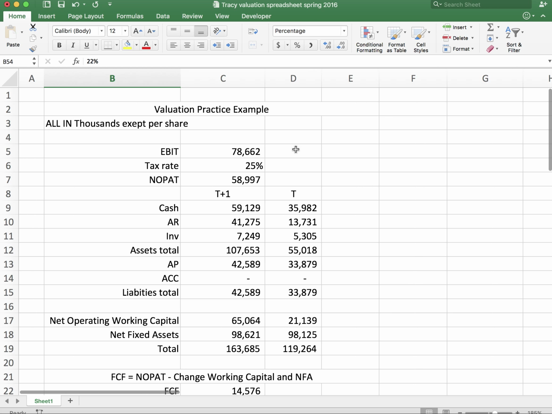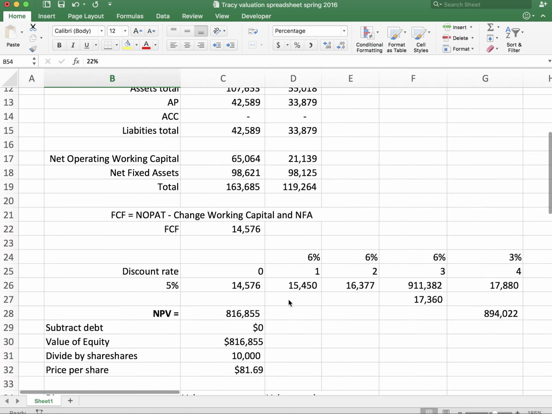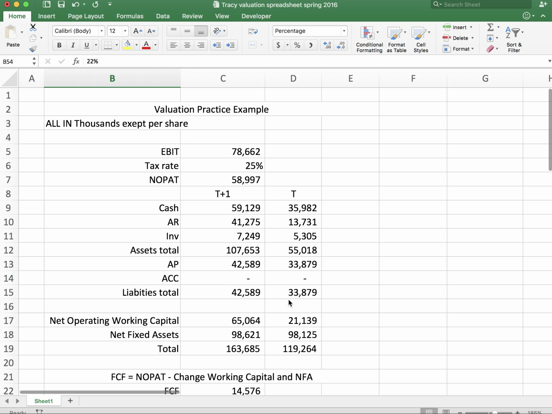So that's how you look at a valuation practice or a valuation problem, and this has been practice for you. So look at the examples that I've given you and try to create your own spreadsheet. I will give you this spreadsheet for you to work with, so you don't have to recreate the wheel, but it's important for you to understand how you go about doing things like this so you can do it for yourself in the future.